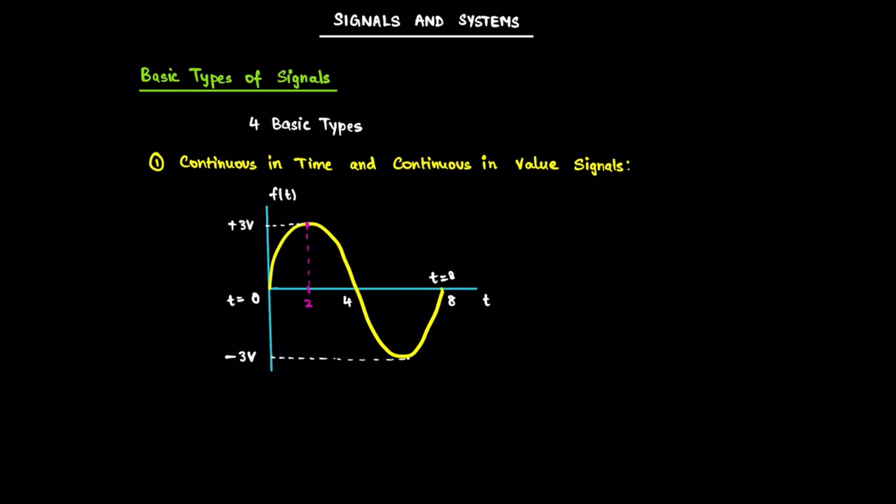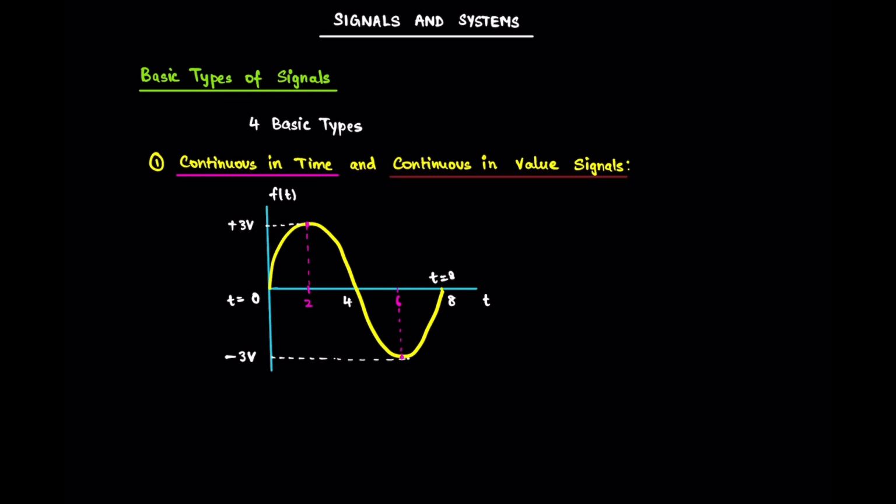If you take any other time, let's say if you take 6, you'll find it here. The signal is present. Between 0 to 8, it is present at any time t and therefore the signal is a continuous in time signal. Now let's look at the other term, continuous in value.